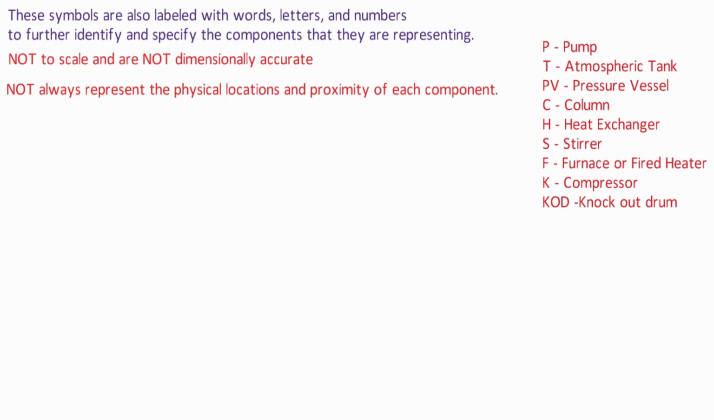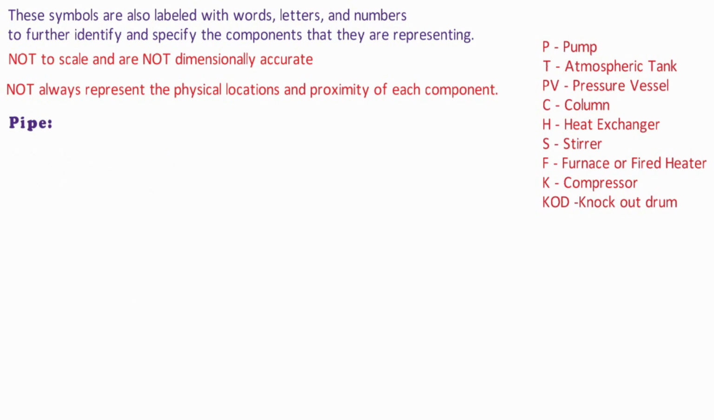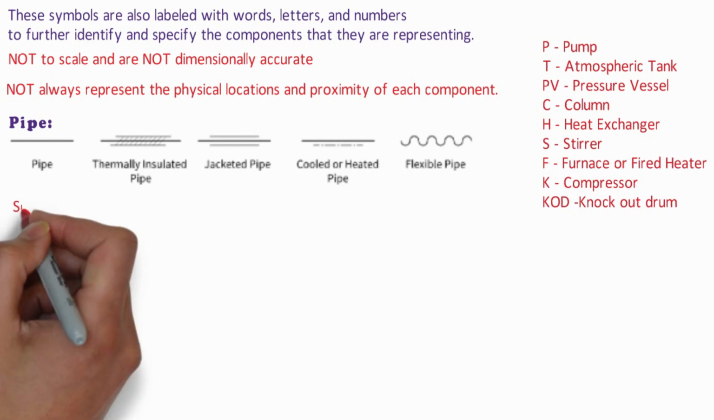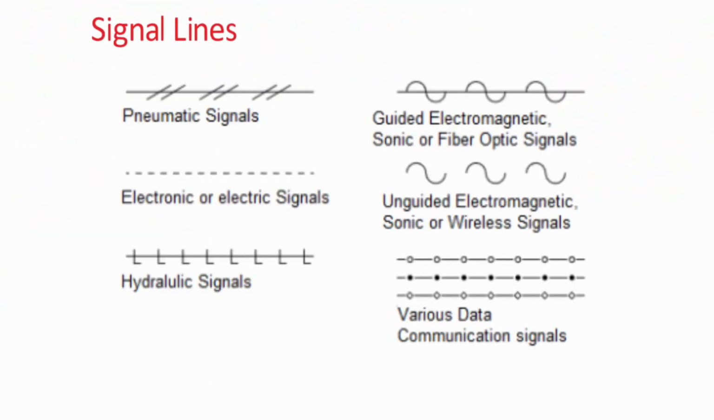Some of the standard symbols used in the PFDs are shown in the figure. The process lines are the lines where the process media actually flows through. They are represented by different types of lines as you can see on your screen, like normal pipe, thermally insulated pipe, jacketed pipe, cooled or heated pipe, and flexible pipe. Process lines are bolder than other lines, such as those that represent electric, pneumatic, or data signals.